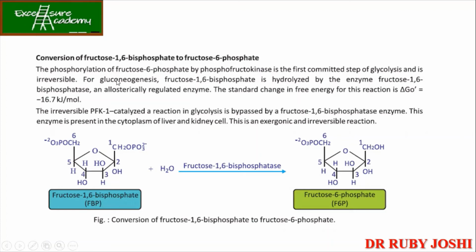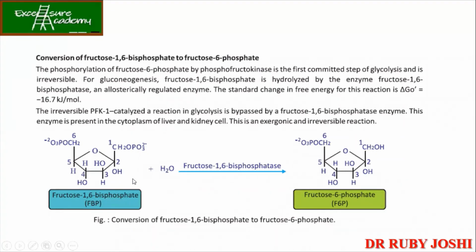ठीक है? Okay. The standard change in free energy for this reaction is given. So what does it mean? अगर ये negative है, so it means it can be carried out then. So the irreversible PFK1 catalyzed reaction of glycolysis is bypassed by the fructose 1,6-bisphosphatase enzyme. So this enzyme is present in the cytoplasm of liver and kidney, and it is exergonic. Exergonic मतलब energy releasing reaction. So minus जब भी होते हैं, it means it is exergonic. Energy आपकी release होती है. Plus है तो मतलब energy आपकी use हुई है. So इसके लिए अलग से हमें ATP use करने की जरूरत नहीं है, because breaking the phosphate bond itself releases a lot of amount of energy.